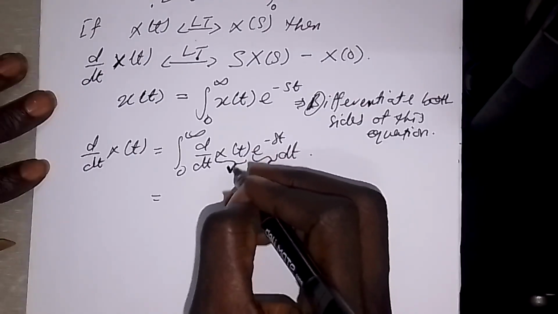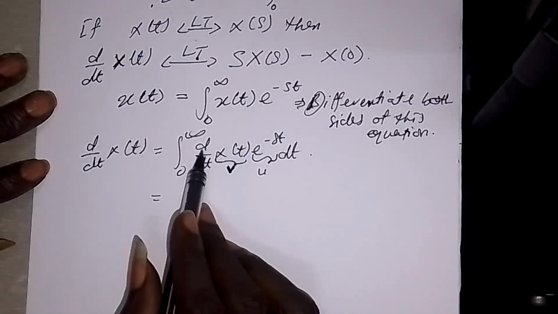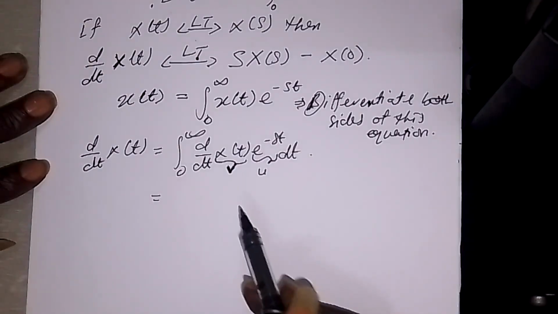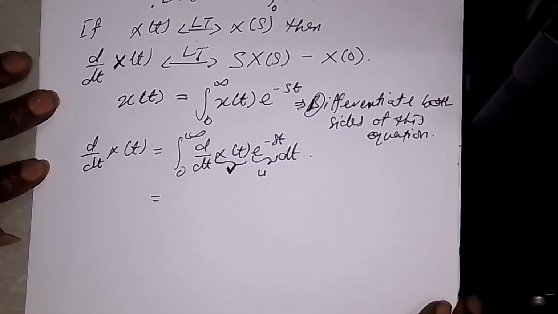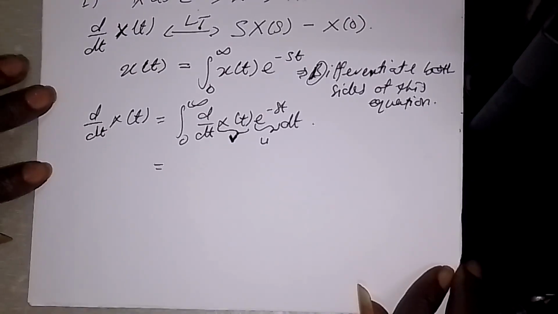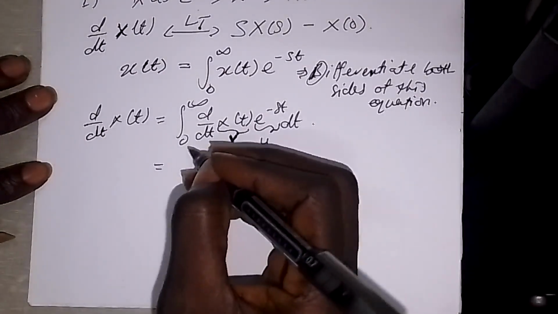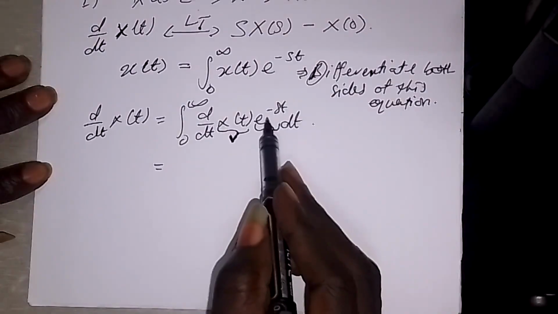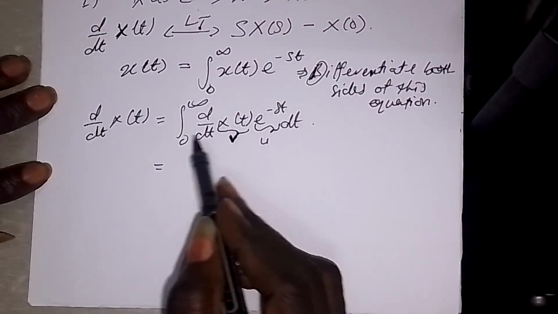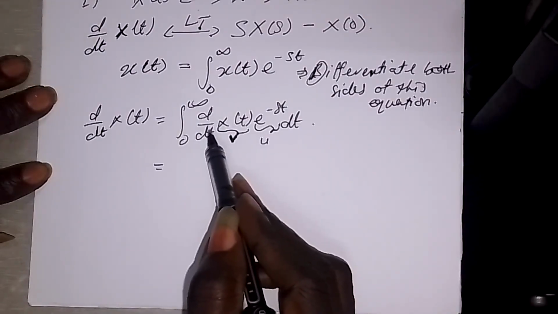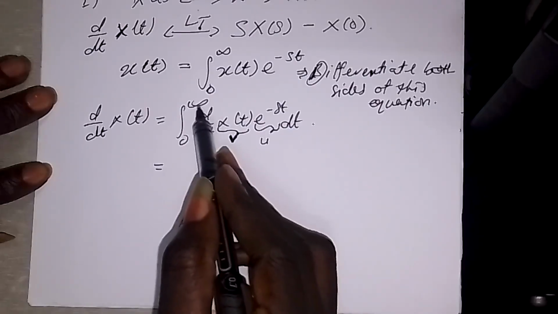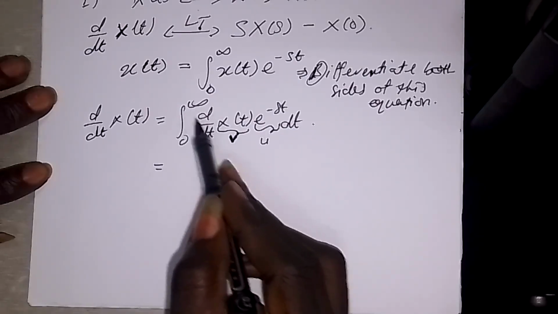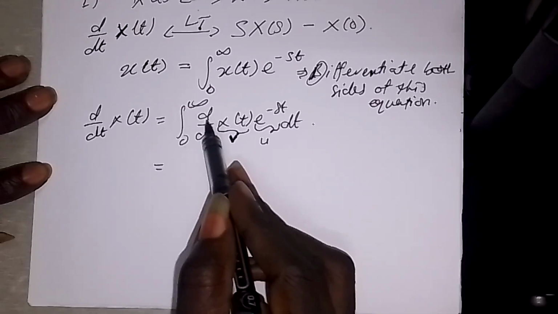Okay, this is V, and my V includes my dt. So this is my U and this is my V. Now if I use the UV rule, I'm going to hold this one and differentiate this one. Integration, this is integration, this is differentiation.